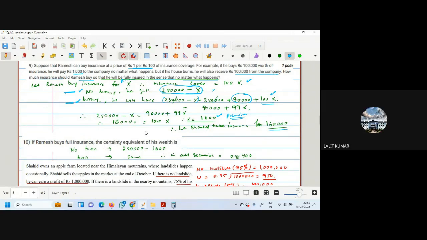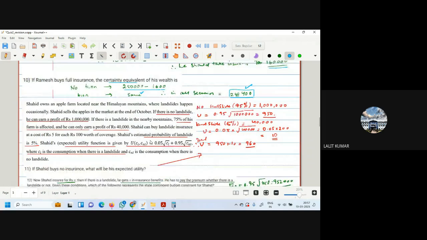So the next question is the same. If Ramesh buys full insurance, the certainty equivalent of his wealth is what? The same concept has come: in both the scenarios, his value will be the same, that is 2,50,000 minus 1,600 in both. So there is no probability. Straight away, in all scenarios, it will be 2,48,400. The next question is also on the same concept.